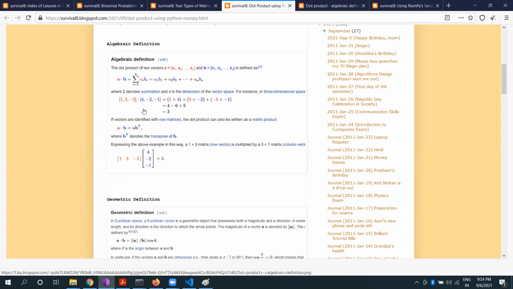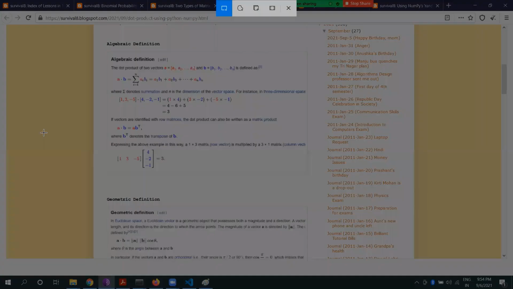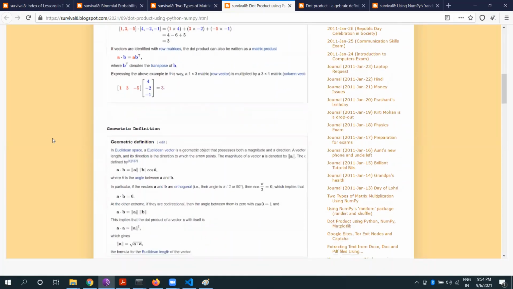Yeah, to match the dimensions, you're right. Number of rows in the first, number of columns. So I just explained it over here. You can skip this part. And the geometric definition, you're aware.